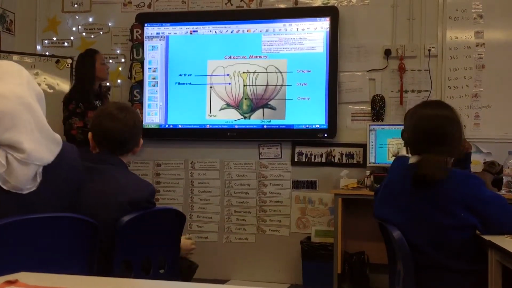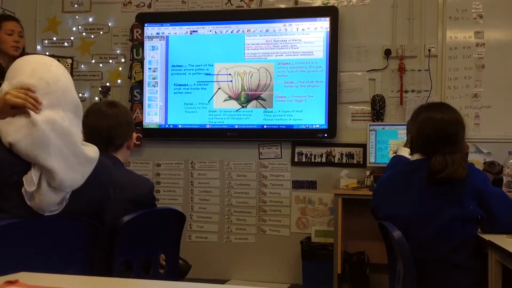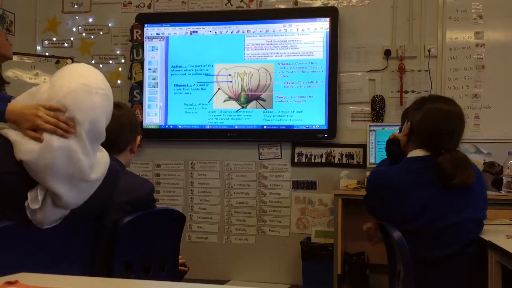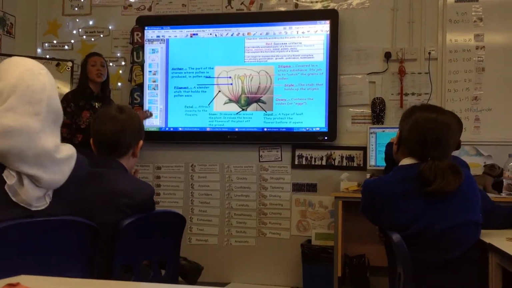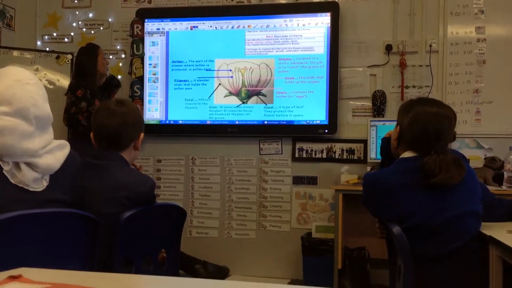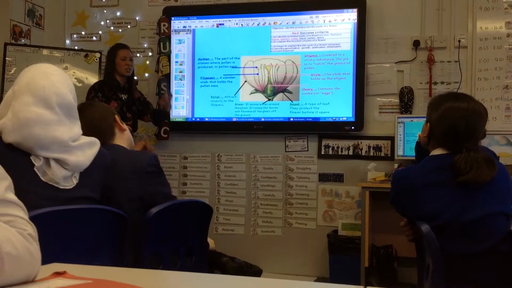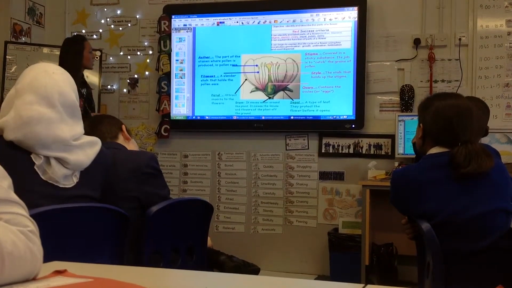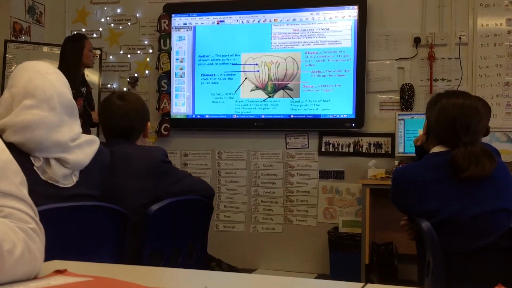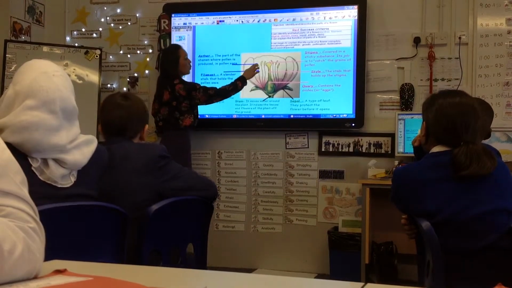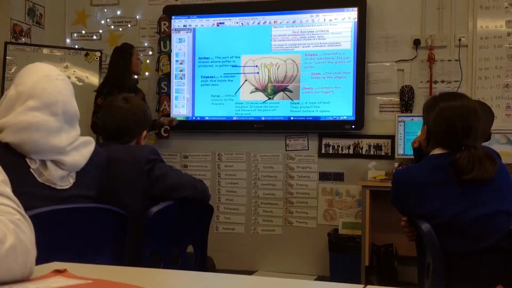Okay, so let's move on then. And actually, let me just finish that round, please. Let's actually just learn about this part. What does it actually do in the flower? The anther is the part of the stem where pollen is produced in pollen sacs. Good, so you can see here where pollen is produced and in pollen sacs.